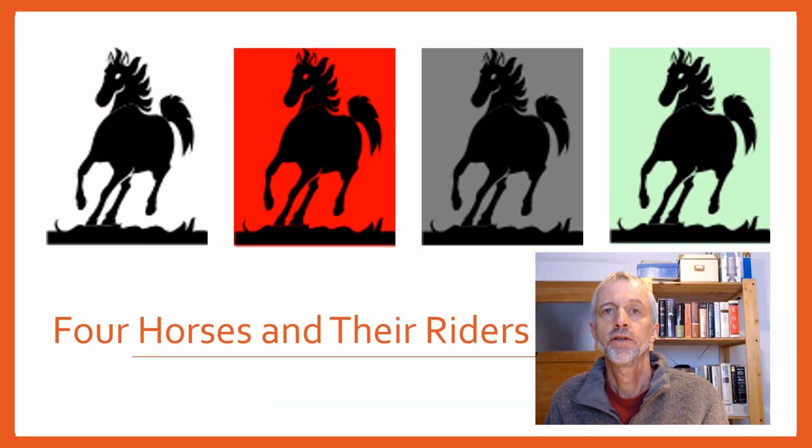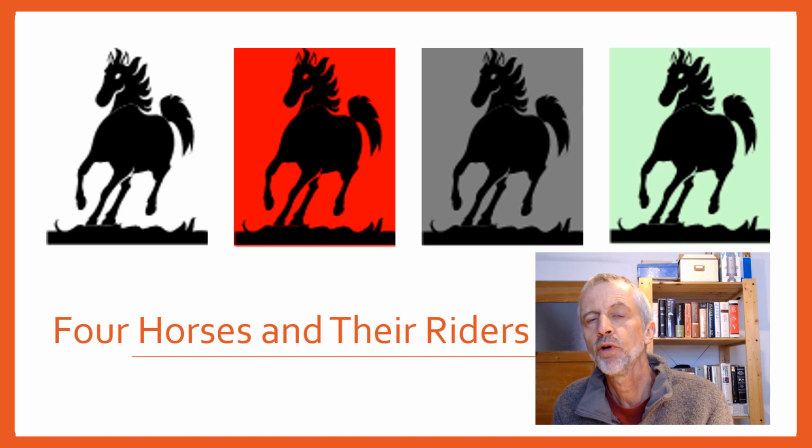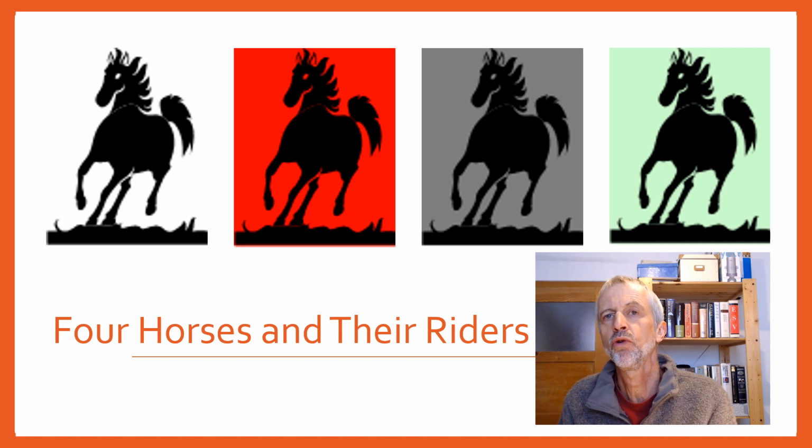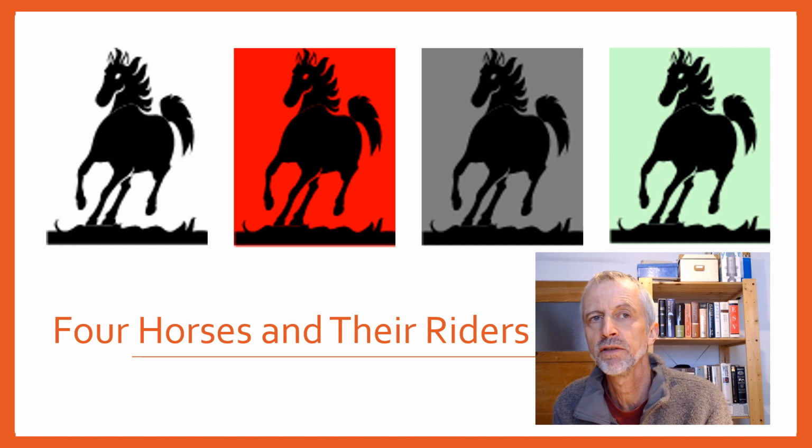The first 4 seals form a group. The opening of each of these 4 brings out a horse and its rider. We get to see 4 horses in different colors. Now, before we ask the question of what each horse represents, we face a more general question of interpretation.